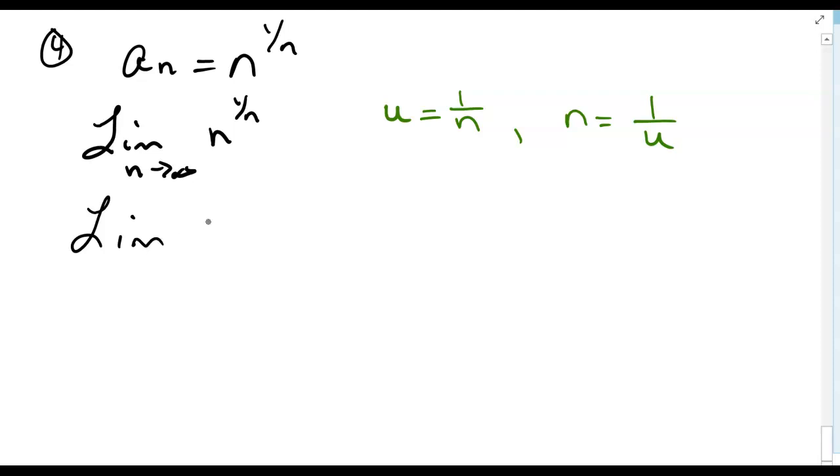It becomes the limit of 1 over u to the u. Now, let's think about this for a minute. n was approaching infinity, but now I flipped that. And if I put 1 over infinity, I get 0. So u is actually approaching 0. So you just get it. That's like changing the boundary in the integral. So we're going to play around with this for a minute.